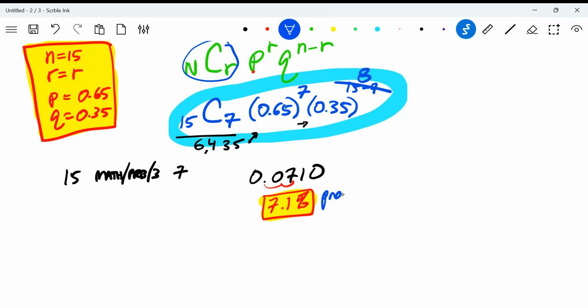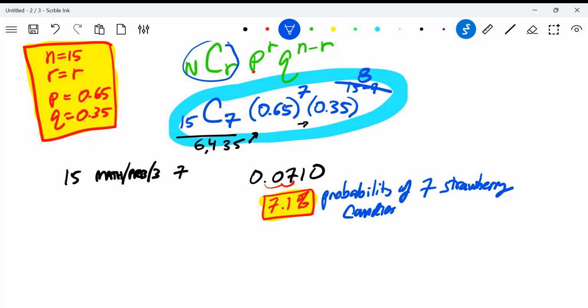7.1% probability of 7 strawberry candies out of 15. And that's exactly 7. It's not 7 or 8 or 9 or 10 or 5 or 6 or 7. It's just 7. Not more and not less.